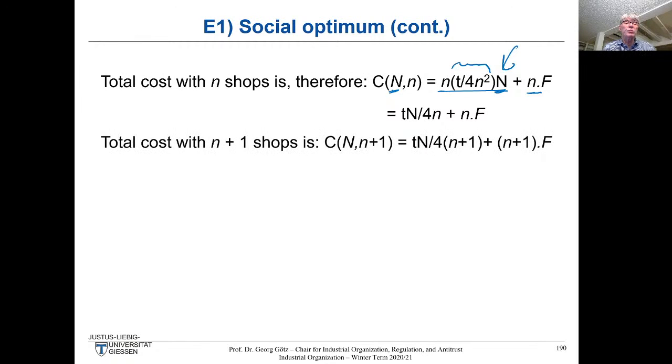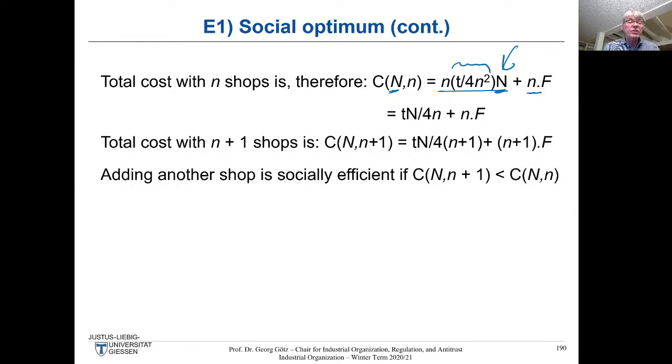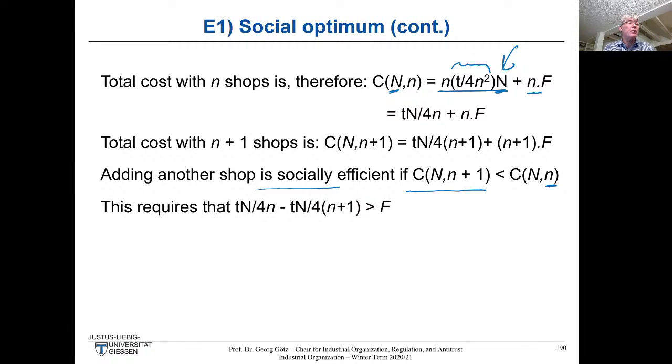What we want to do is minimize total cost. That's the only thing we are interested in, because we know n times v is given anyway and constant. So under what circumstance is it optimal to add another shop? If the total costs with n plus 1 shops are lower than if we have n shops. That's what we are doing. And we proceed as we did above.